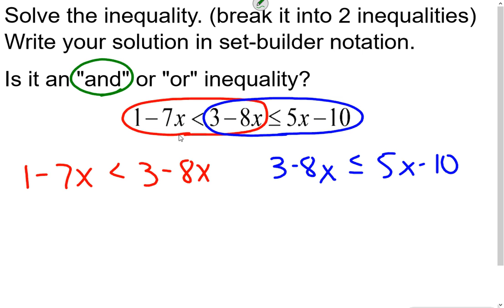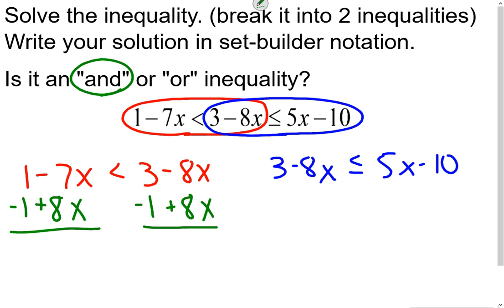So my first one here, I'm going to add 8x to both sides, and I'm going to do two steps in one. Notice I'm getting all the x variables to the left side, which means I have to have all the constants to the right side. And if I have to have the constants to the right side, this 1 has to go away. So I'm going to subtract 1 from both sides as well. And when I do that, I end up with x is less than 2. And my first inequality is solved.